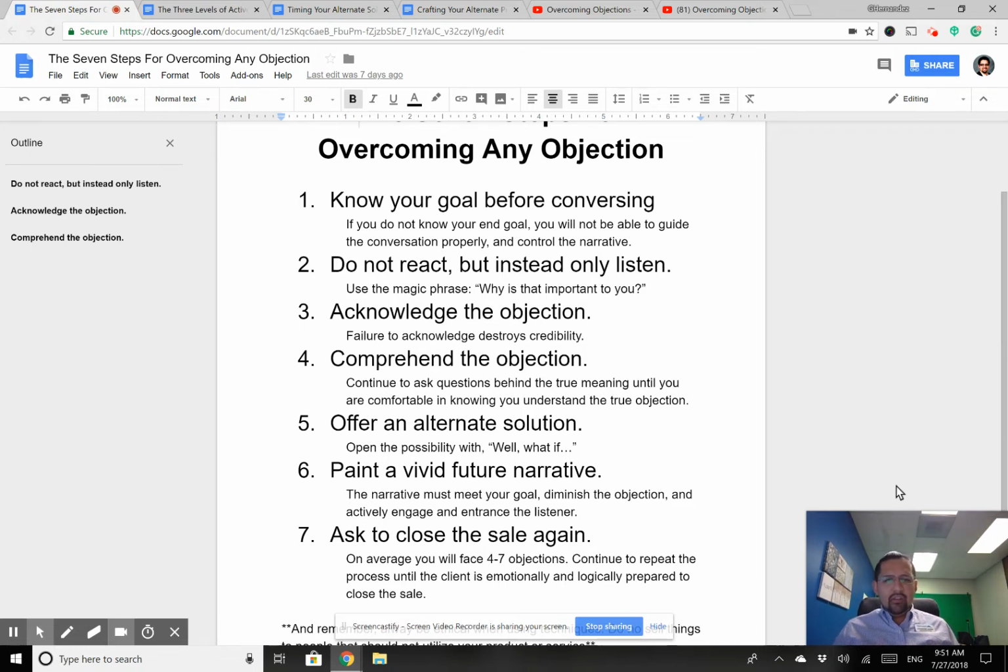A vivid future narrative is literally you painting a picture, you describing something in such a way that someone's able to visualize it. If they were to close their eyes, they could see the entire picture. Think of a movie just playing in their heads. That's what a vivid future narrative is.